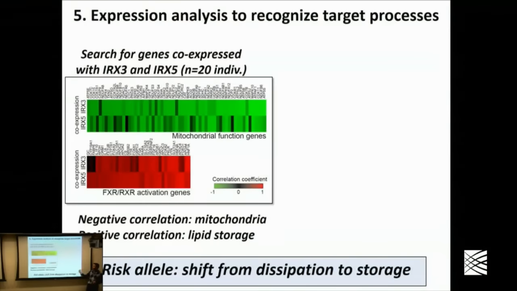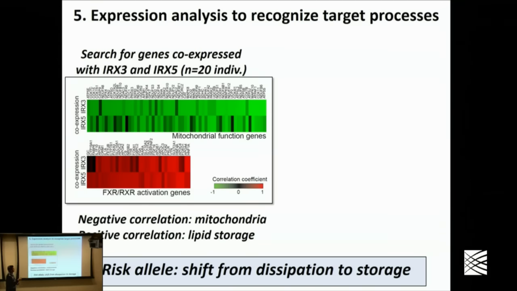What about number 5? What do these genes actually do? We basically said, well, great, IRX3, IRX5. I haven't told you anything about obesity yet. How do they act? So we basically said, let's look at the expression level of IRX3 and IRX5 across individuals. And look at what are the functions that correlate. We can basically look at gene ontology terms, groups of genes that are correlated with the expression of IRX3 and the expression of IRX5 across individuals.